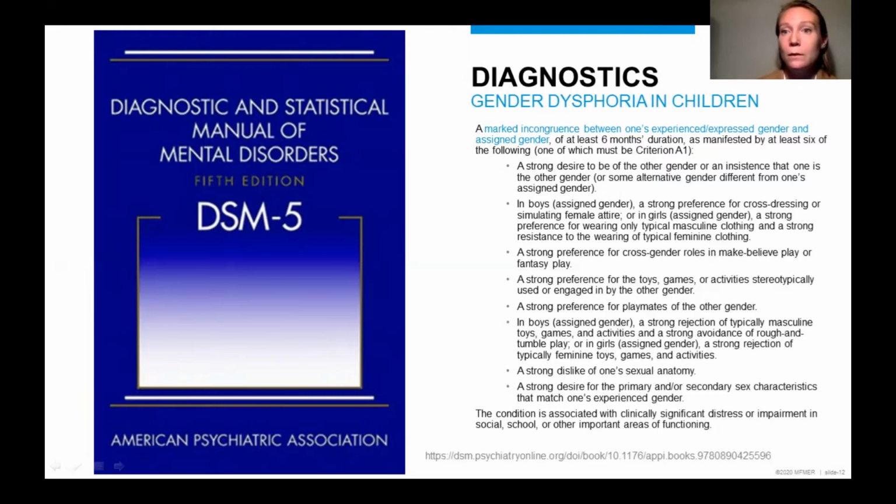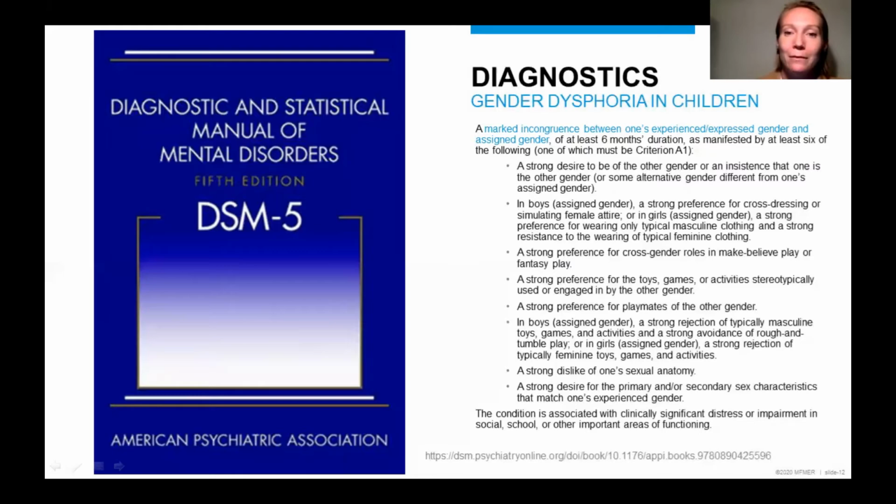So we're seeing an incongruence between somebody's gender, or their sense of being male, female, or something else, and their assigned sex at birth. This incongruence needs to last at least a 6 months duration. So all of our diagnoses, we have very specific time courses that we need to assess for. And then people need to have at least six of the following criteria.